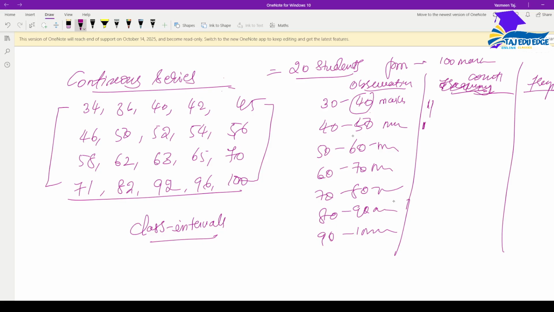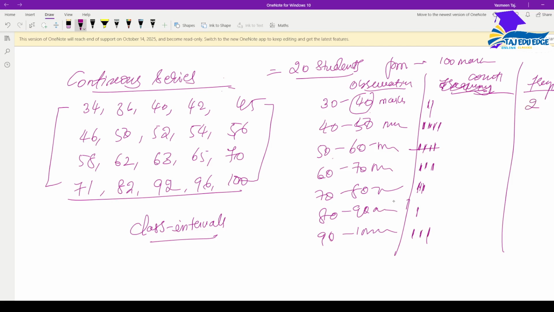Next 42 falls between 40 to 50. Next 45, that is also here. 46 again here. 50 we will take it down for the lower limit. Okay, next after 50, 52 here, 54 here, 56 here, 58 here, 62 here, 63 here, 65 here, 70 here, 71 here, 82 here, 92 here, 96, 100. So this is the count.